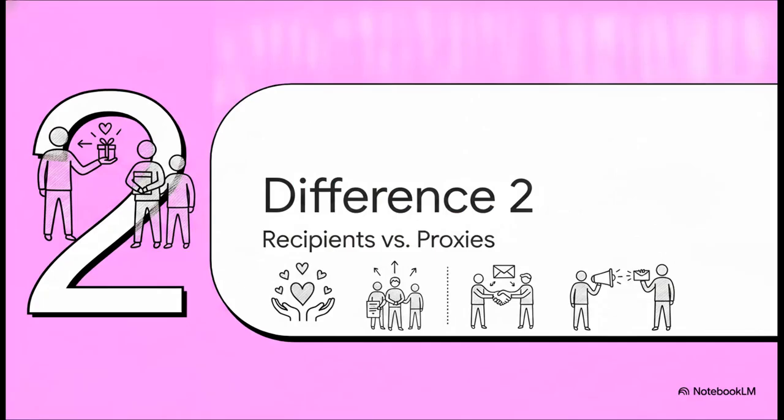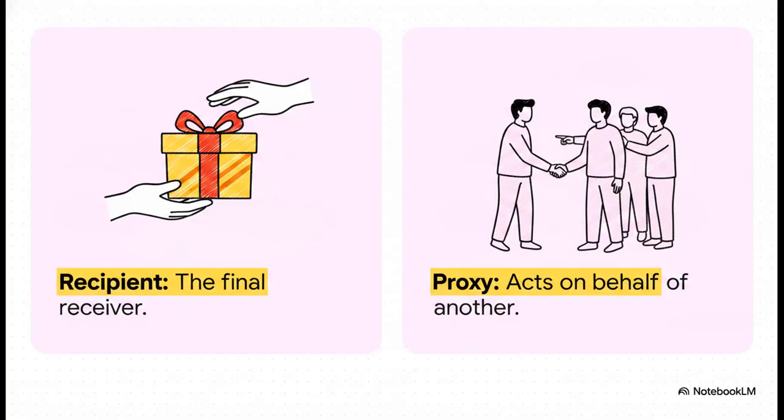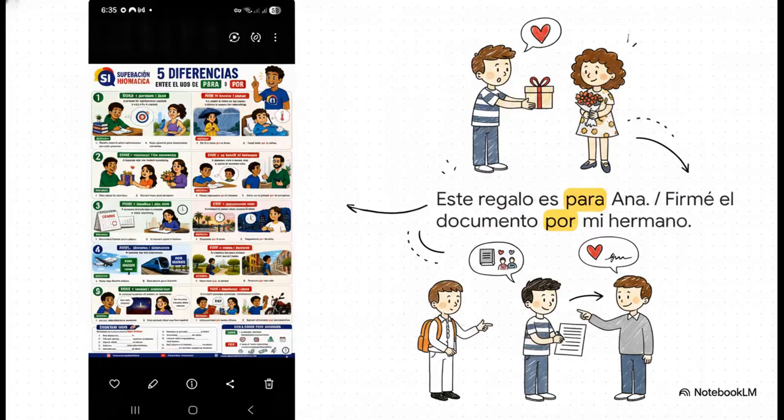All right, difference number 2, recipients versus proxies. This category is all about people. Para identifies the recipient of an item, basically who is ultimately getting the thing you're talking about. Por, on the other hand, identifies a proxy. It tells us that someone is taking action as a substitute or acting on behalf of someone else. For example, when you're handing someone a gift, you'd say, este regalo es para Ana. This gift is for Anna. She is the final destination for that present, just like buying flowers para mi madre.